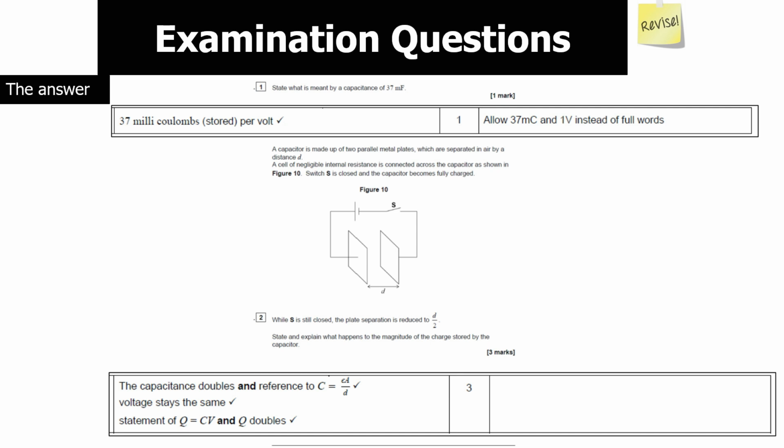Now, again, we know that Q is equal to CV. So we know straight away that the capacitance has doubled. We know that the potential difference, or the voltage, has stayed the same. We're told that from the question. So therefore, Q must double because we're linking it to that separation. You can see how they all link together in their different equations.